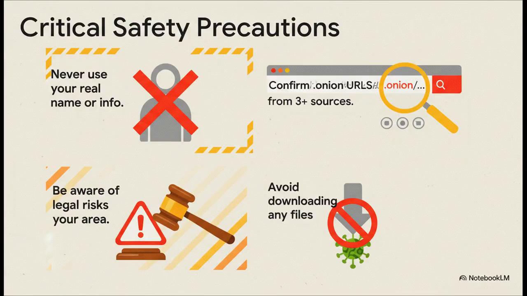And beyond the tech, it comes down to some common sense rules. First, never, and I mean never, use your real name or any personal details. Second, always verify your onion links from at least 3 different trusted places to avoid fake sites. Also be aware that in some countries, just using Tor can make you a person of interest to law enforcement. And finally, the simplest rule of all, just don't download anything. It's the number one way people get their computers infected.